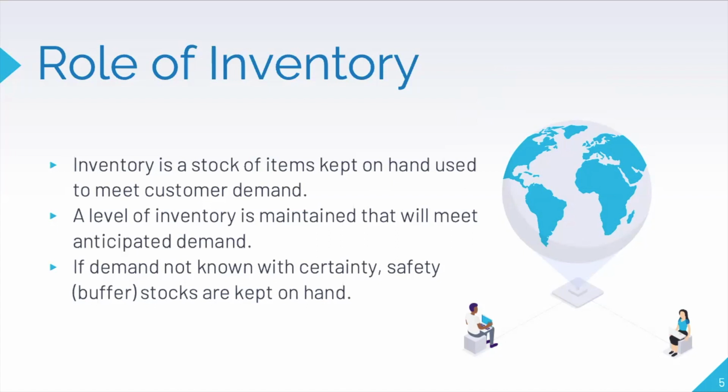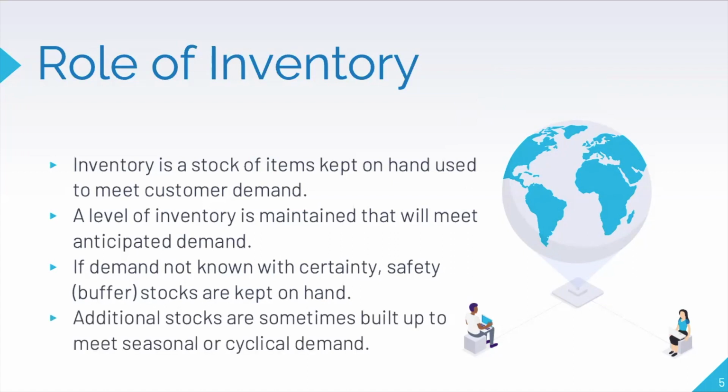If demand is not known with certainty, meaning we can feel that the demand is fluctuating, safety or buffer stocks are kept on hand. We have safety stock so that if demand suddenly increases, we have a buffer, or inventory on hand. And additional stocks are sometimes built up to meet seasonal or cyclical demand. For example, if your product sells better in December, then you need to produce additional stocks for that period.